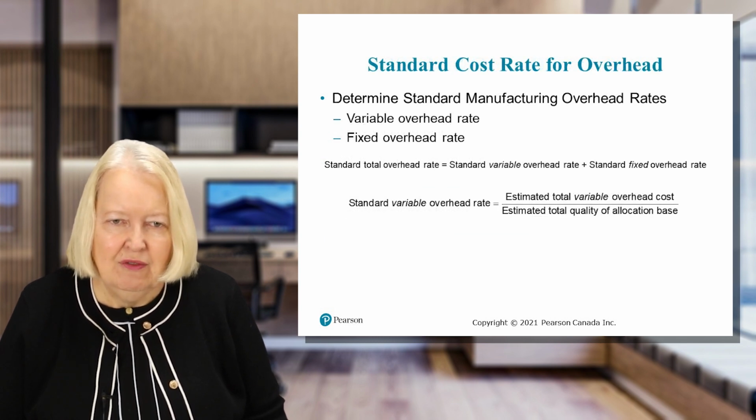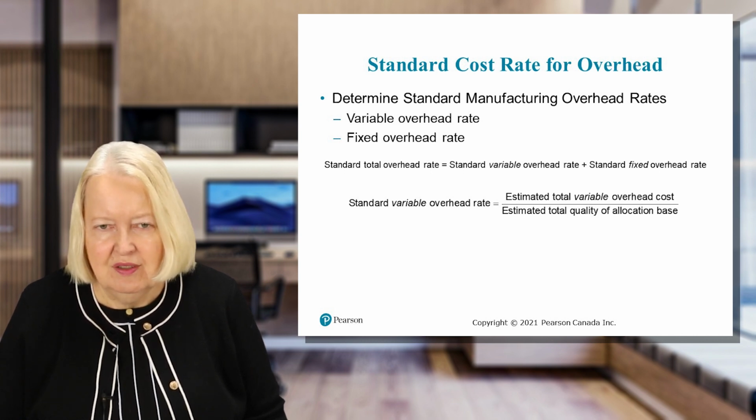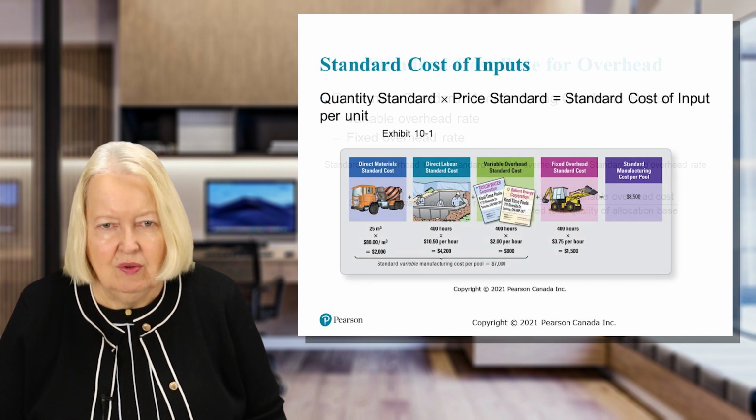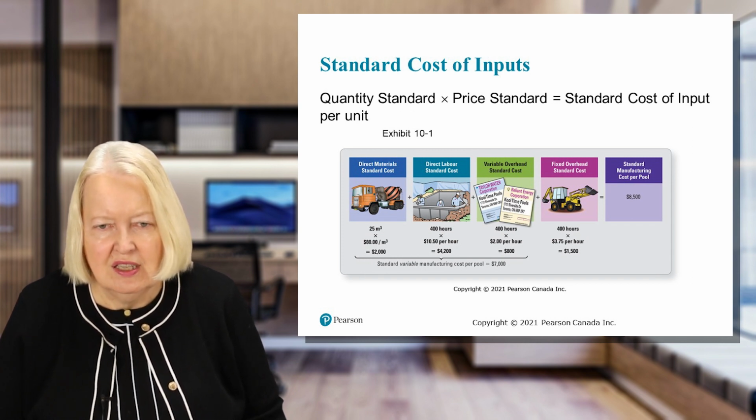The standard rate now for overhead, you would calculate this as being your variable overhead plus your fixed. So here you look at your total estimated variable overhead divided by the total quantity of your allocation base. So when you're looking at the cost of inputs, we look at your direct materials, which we've just calculated, your direct labor, plus your overhead. Then you have your fixed cost as well.